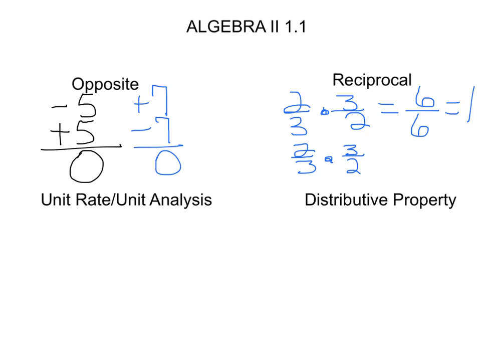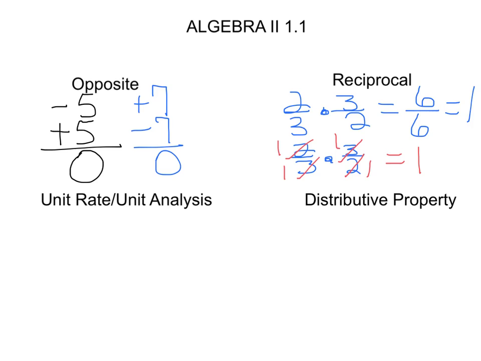The 2's can reduce. 2 into 2 is 1. The 3's also reduce. 3 into 3 is 1, and when you multiply that out, you get 1. Anytime you multiply a number by its reciprocal, your product will be 1.